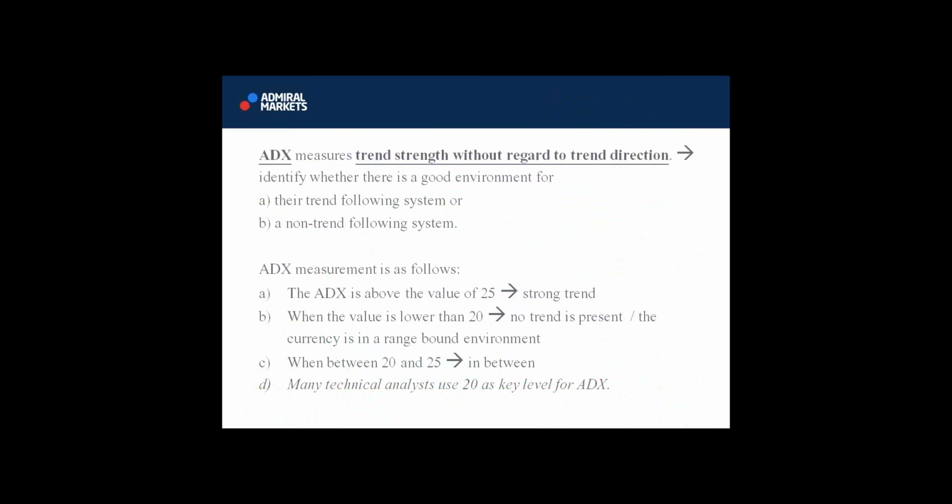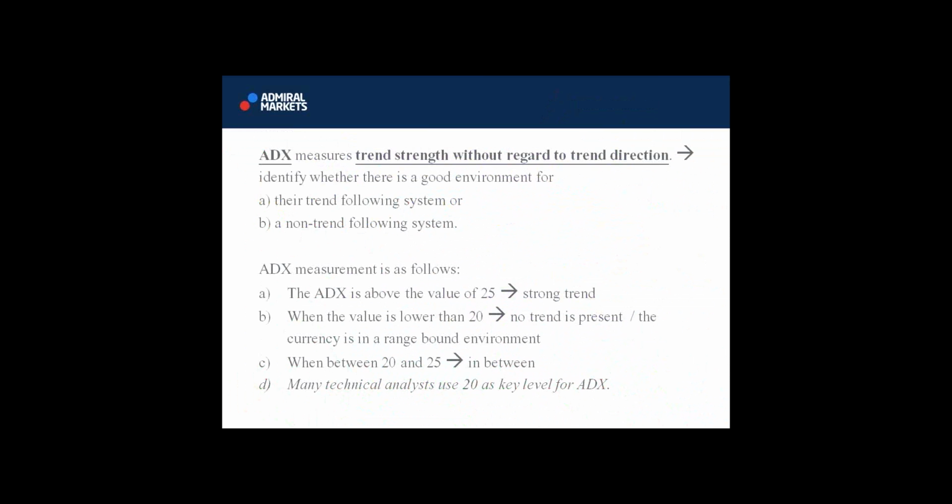Alrighty, so I already talked about those levels. Let's dive into that a bit more. The ADX above 25 is basically a strong trend. When the value is lower than 20, there is no trend. And between 20 and 25, it's kind of a gray zone. Many traders, though, actually use 20 as the key level.